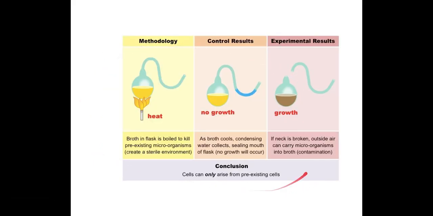And here's a diagram that emphasizes the findings of the discovery. A broth in a flask was boiled to kill any pre-existing microorganisms to create a sterile environment. As the broth cooled, condensing water collected, which sealed the mouth of the flask. In broths where this occurred, no bacterial growth occurred. If the neck was broken beforehand, the outside air carried microorganisms into the broth and contaminated it. The conclusion is that cells can only arise from pre-existing cells and cannot generate spontaneously.